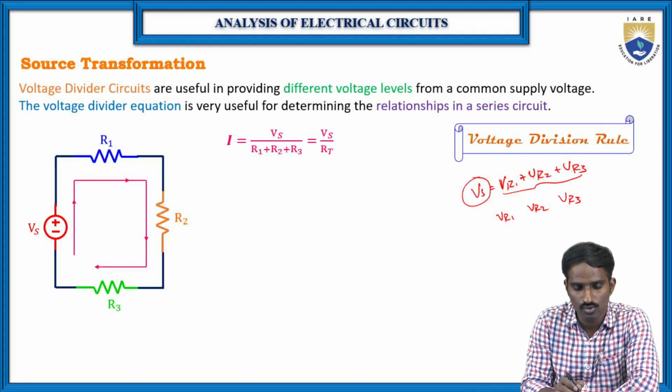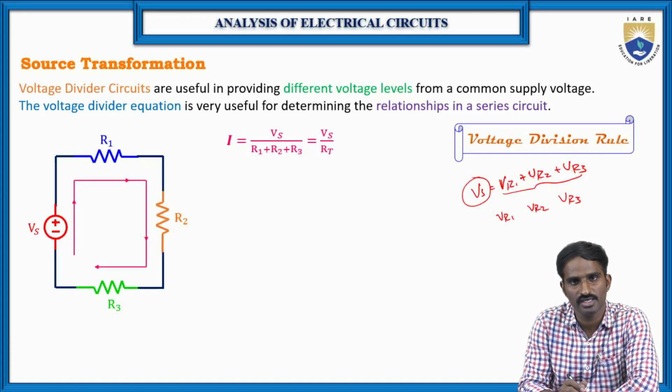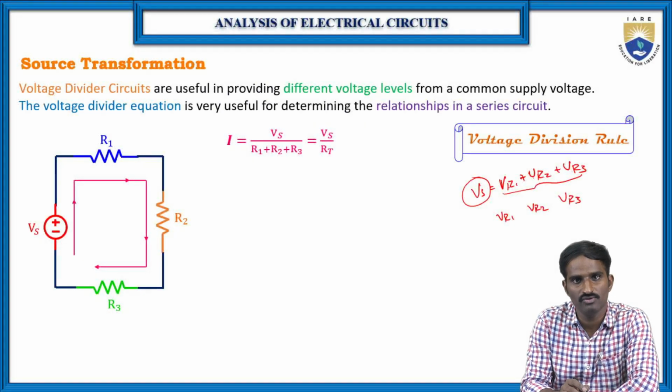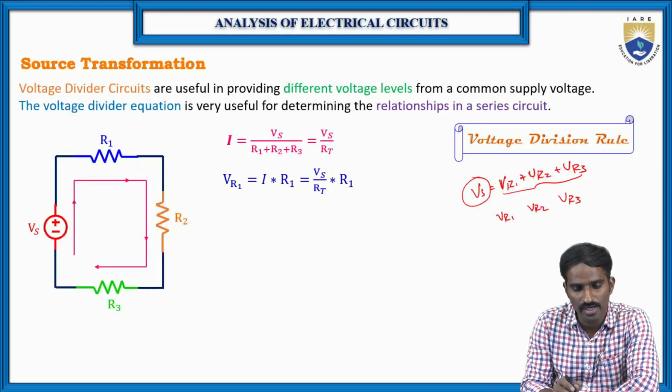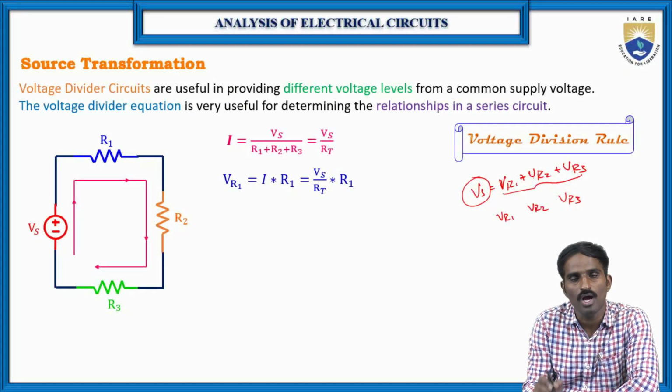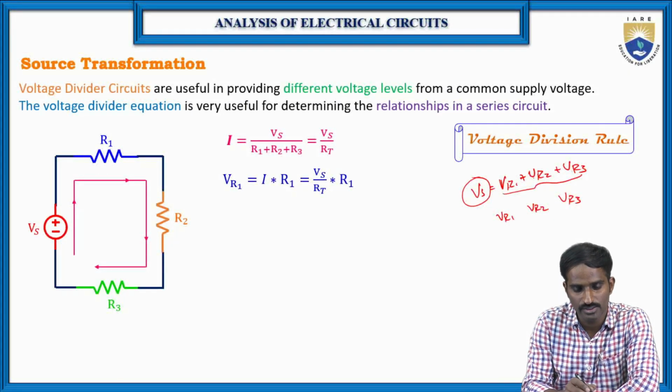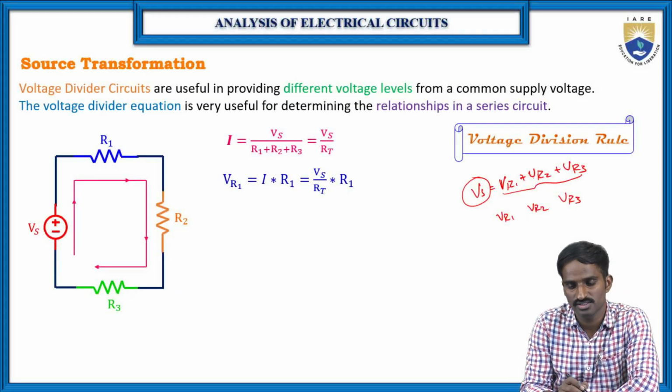Here R is the total resistance, and these three resistors are connected in series. That's why the equivalent resistance is R1 plus R2 plus R3, so that we can get I as Vs by R. Then, if you want to find the voltage across R1, it is I into R1. Again I is equal to Vs by R, so VR1 is equal to Vs into R1 by RT, the total resistance.